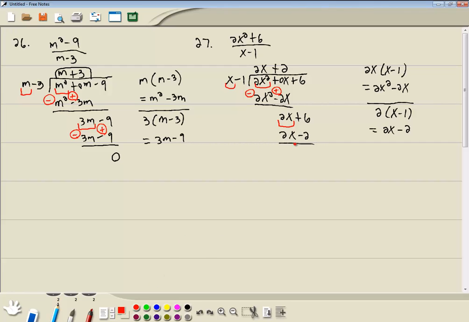Now we're going to subtract that line, which means flip signs. So this becomes a negative, and this becomes a positive. 2x minus 2x drops away. 6 plus 2 is 8.